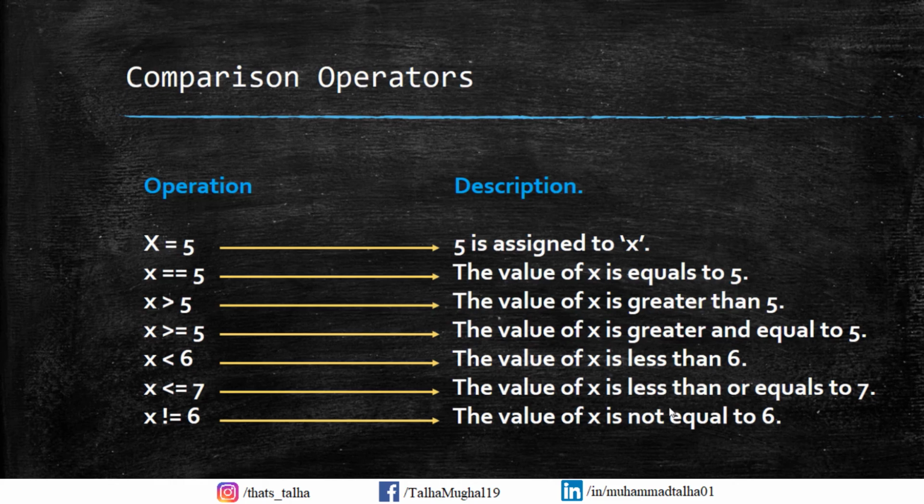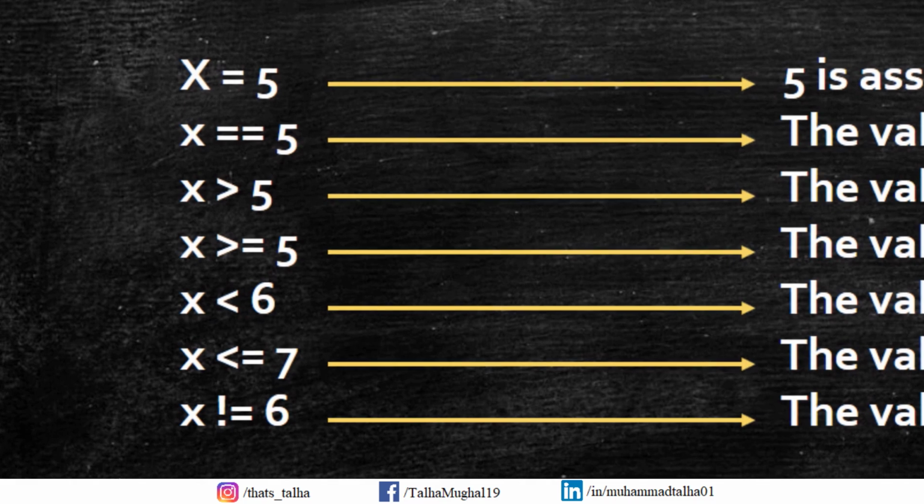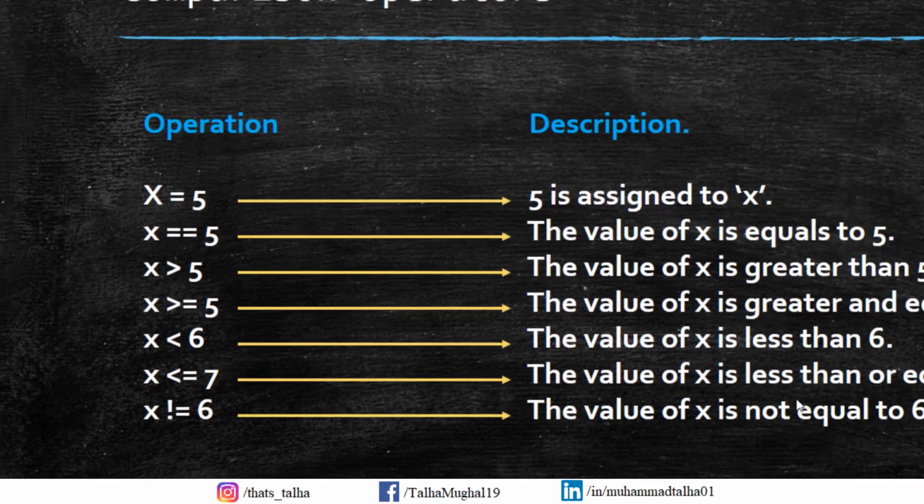In the next line, we have x is less than 6. Here you can notice that the number on the right hand side of the comparison operator is the bigger number, and the number written on the left side of the comparison operator is the smaller number, which means that the value of x is less than 6. The same will be followed by the next condition, which is x is less than or equals to 7.